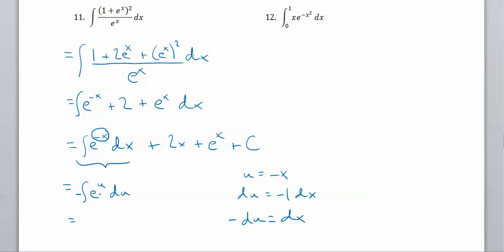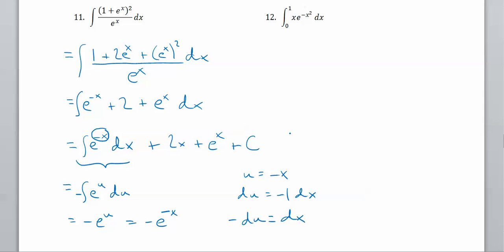Okay, and the antiderivative of e to the u is e to the u. So this is negative e to the u. And then we can put it back in terms of x by replacing u by negative x. So we get negative e to the negative x. So the antiderivative of e to the negative x is negative e to the negative x. And that works because if you were to take the derivative of this using the chain rule, then you'd get another minus sign, which would cancel this one. And so you'd end up with what you want.